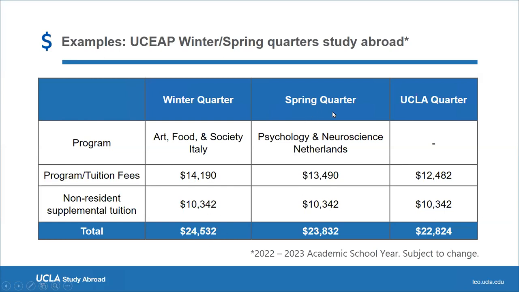On a spring quarter program in the Netherlands, the Psychology and Neuroscience program, we have our total estimated cost of approximately $13,000. Our quarter non-resident tuition is $10,000. That brings us to $23,000. If we compare that to UCLA, we see that we're about the same range, between 22 to 24. So it's very similar to what it is here at UCLA. What I want to note here is that these are all including the quarter non-resident supplemental tuition.